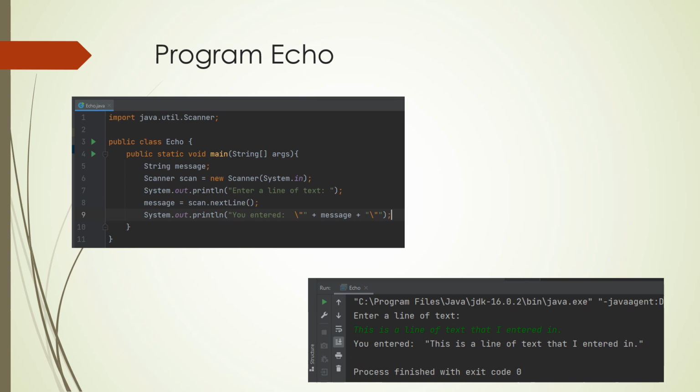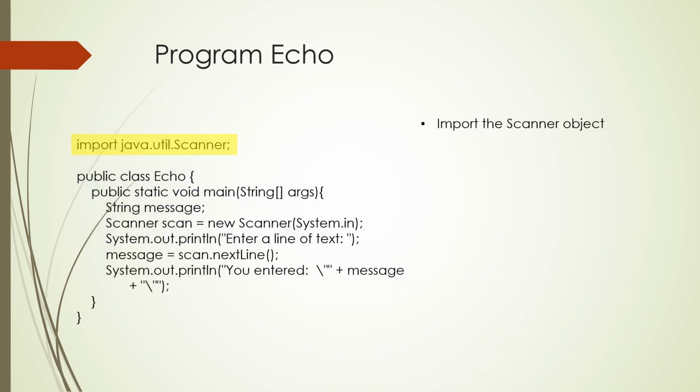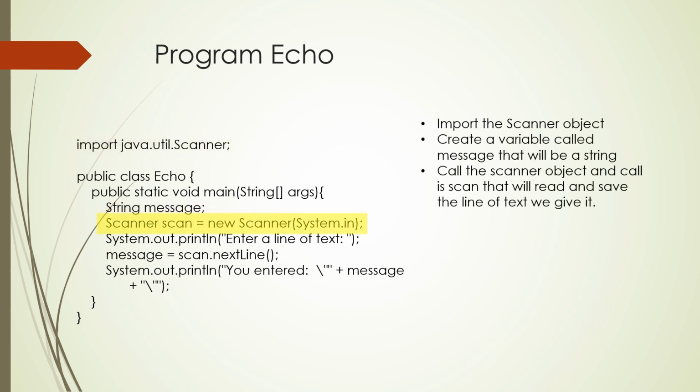Let's take a look at the scanner class in action. Here is a program called Echo. As you can see, it asks the user to input a line of text and returns whatever the user inputted. We use the scanner class to get the user's response to the prompt. We first declare a variable message as String. We then create a new scanner object.